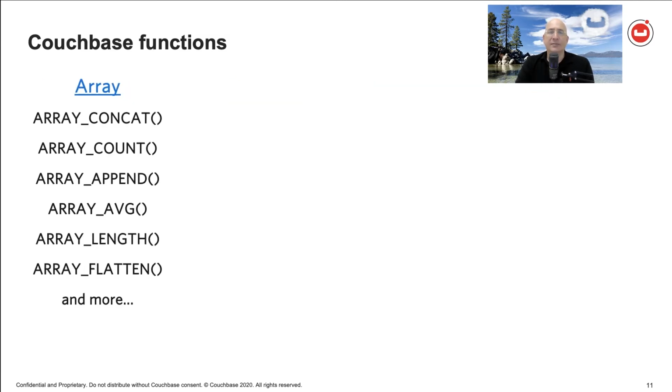Array functions can perform all sorts of operations on arrays. For example, array_concat concatenates arrays to form one unified array. Array_count counts the number of elements in an array. Array_append appends an element to a given array, and so on and so forth.